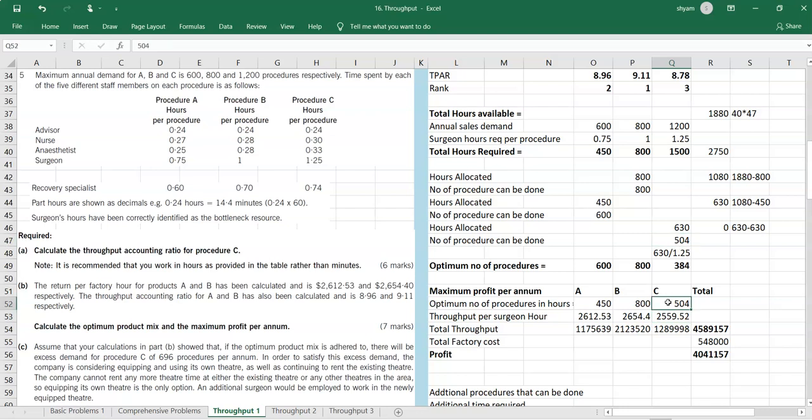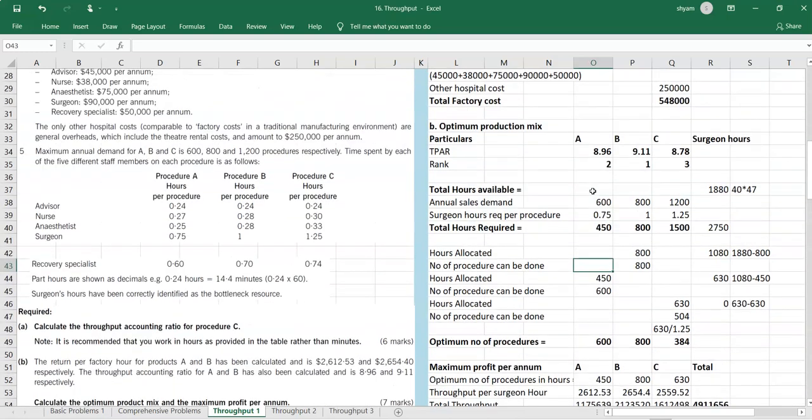And here, number of procedures in hours, it is 630. Okay, because here it is 450 hours, we can allocate 800 hours and 630 hours. So I think we got our number, 4363656. Okay, so the problem with this kind of question is, if you make one mistake somewhere, we will get the answer wrong.